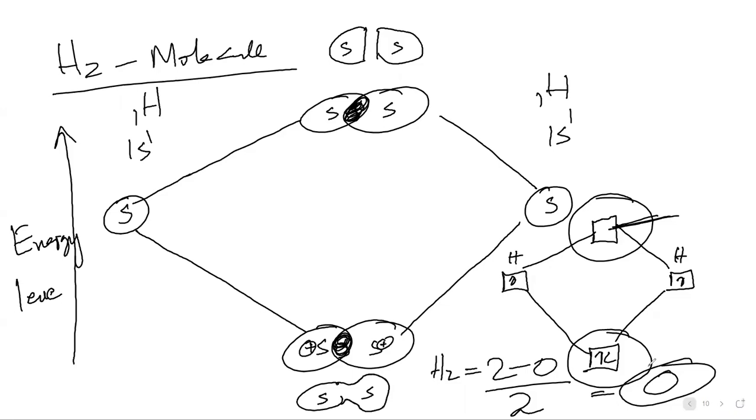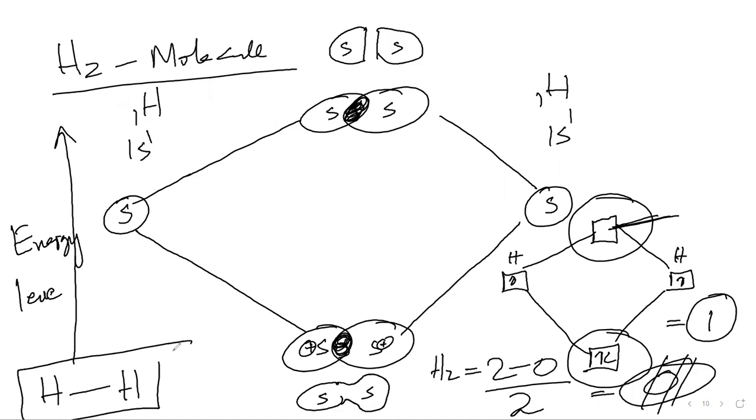Yes, Myra. Ma'am, it would be 1. Good. Only one student recognized this. 2 minus 0 equals 2. 2 divided by 2 equals 1. And bond order is 1. Good. So bond order 1 means only one bond will be formed. And how will the one bond be formed? In the H and H molecule. Okay. In this, the H and H molecule.